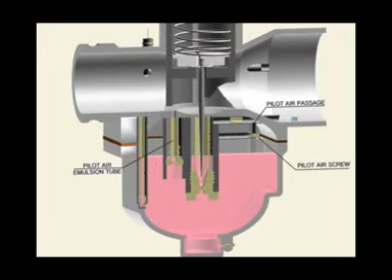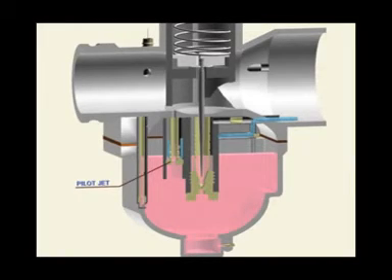Pilot system. As soon as the engine is cranked, air is drawn through the pilot air passage and flows to the pilot jet emulsion tube. The pilot air screw provided in the passage can be adjusted to give the proper amount of air flow. The suction created in the manifold draws out fuel from the pilot jet.